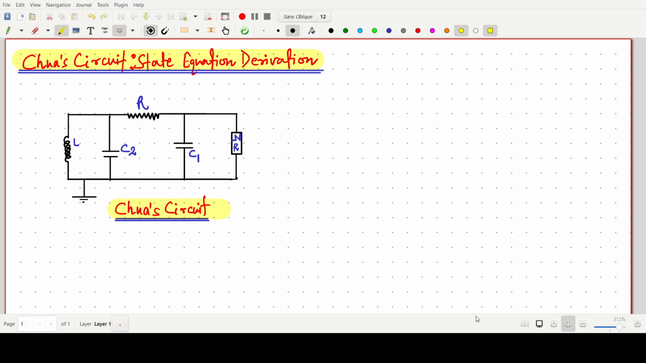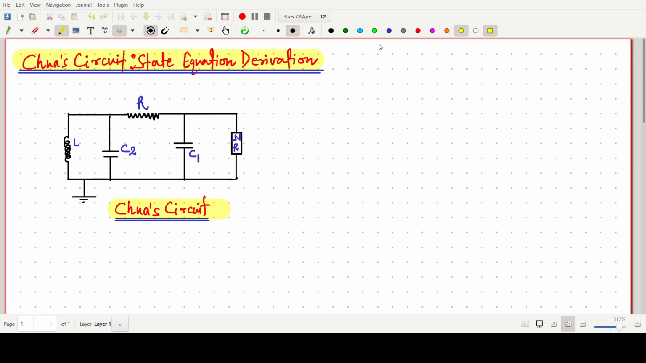Welcome everyone. In this video, we will think about a very famous nonlinear Chua circuit, and we have to derive the state equation of that particular Chua circuit. This one was discovered by Leon Chua. So this one is the circuit.